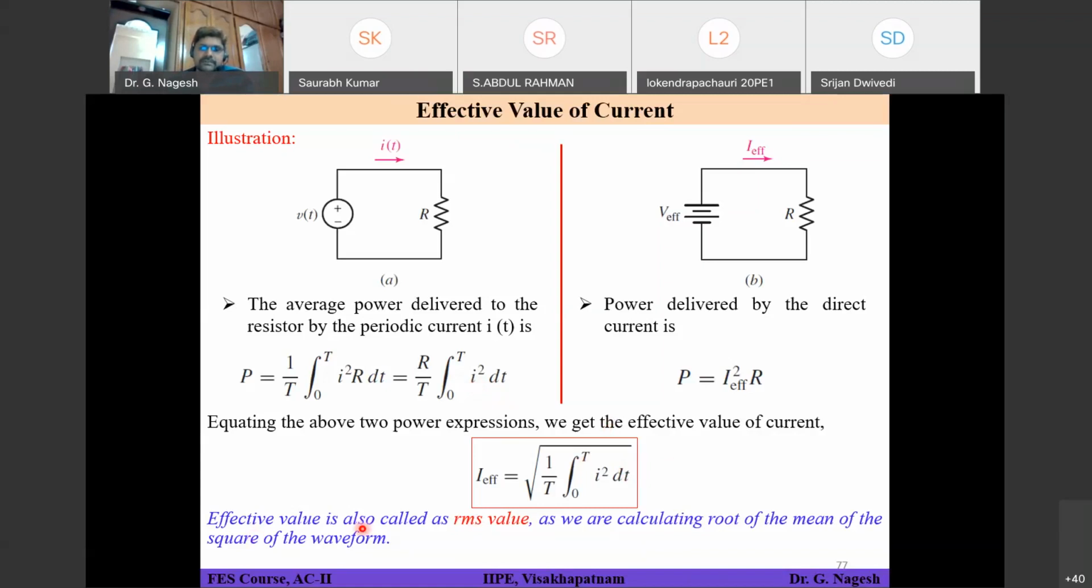So this effective value is also called the RMS value. Okay, RMS means root mean square value. Because if you see from this expression, you are calculating the root of the mean of the square of your periodic current, right? So that's why it is also called the RMS value or root mean square value of current. Okay, right. For voltage also it's the same scenario. You will get the same expression even if you are calculating the effective value or RMS value of voltage. Okay, this is valid for any periodic waveform, not only sinusoidal waveform.